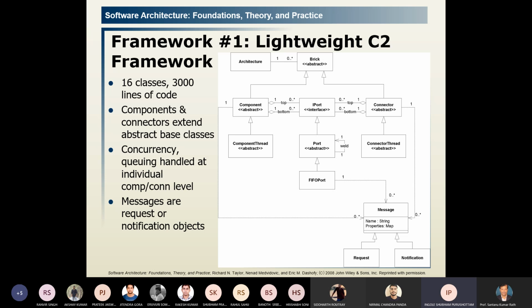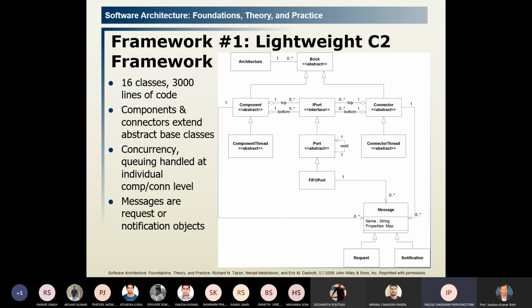Components and connectors extend abstract base classes. We can see here we have the component abstract class and the connector abstract class. Then we have concurrency and queuing handled at the individual component and connector level. Under the component abstract class, we have component thread, and under the connector abstract class, we have connector thread.